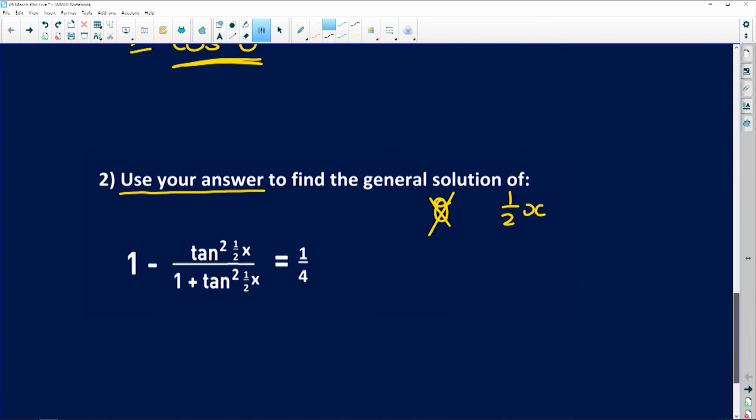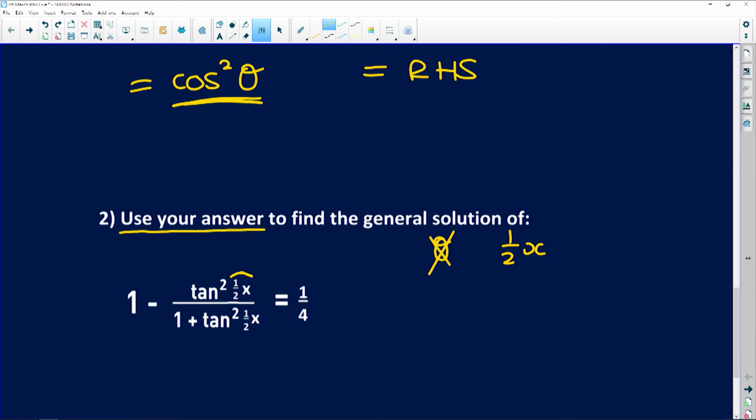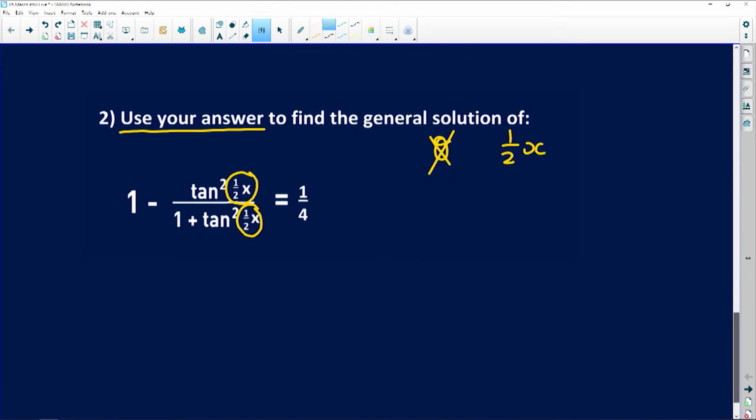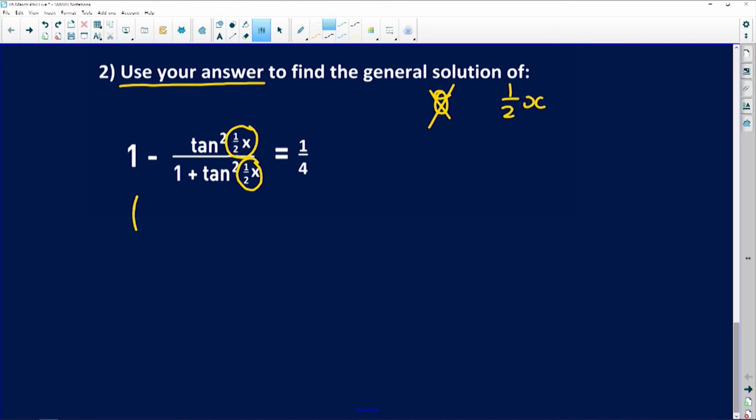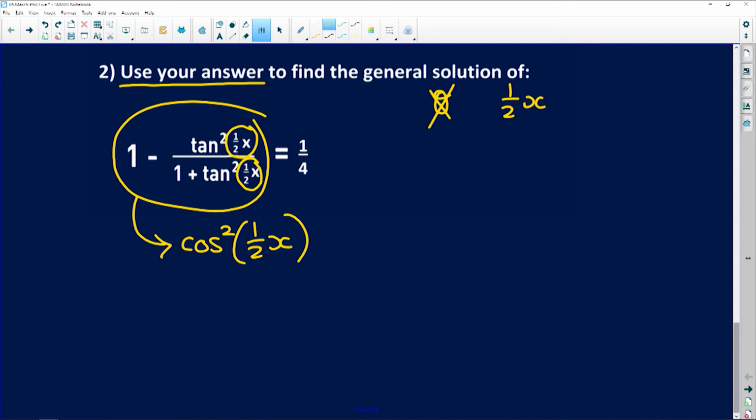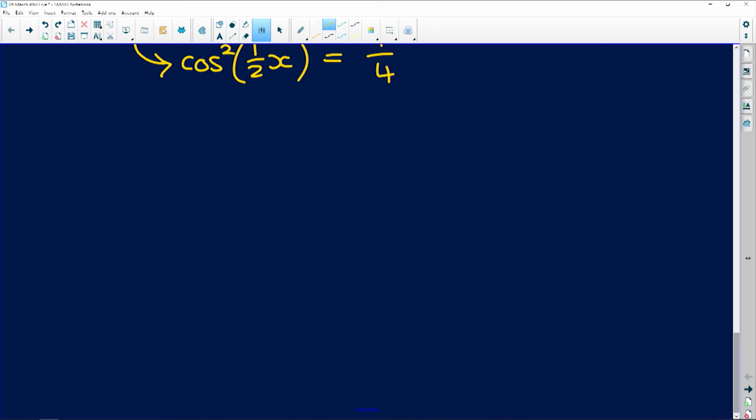So if you look here, we have the same angle, half x, half x. So we know that the identity that we've just proven stands. So I know that this whole thing is equal to cos squared of the angle we are dealing with. Okay, that is what we proved in the first part of the question. So we now need to find the general solution. If we know that this is equal to a quarter, we need to solve for our cos solutions.